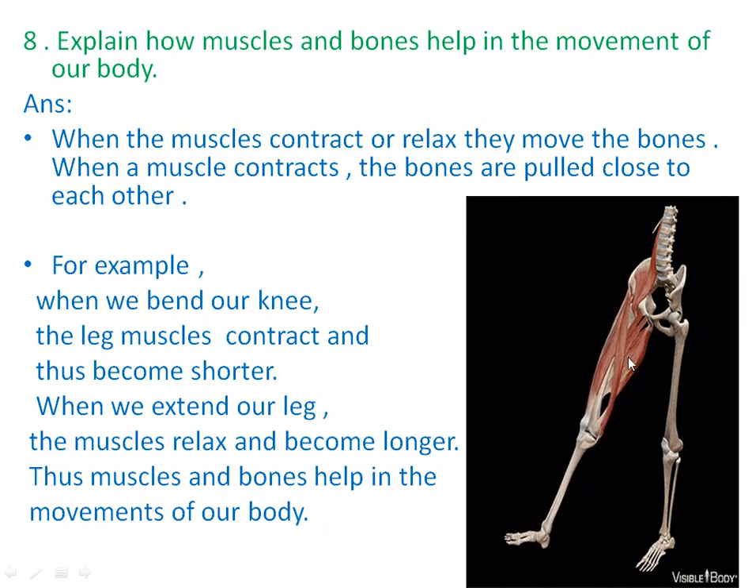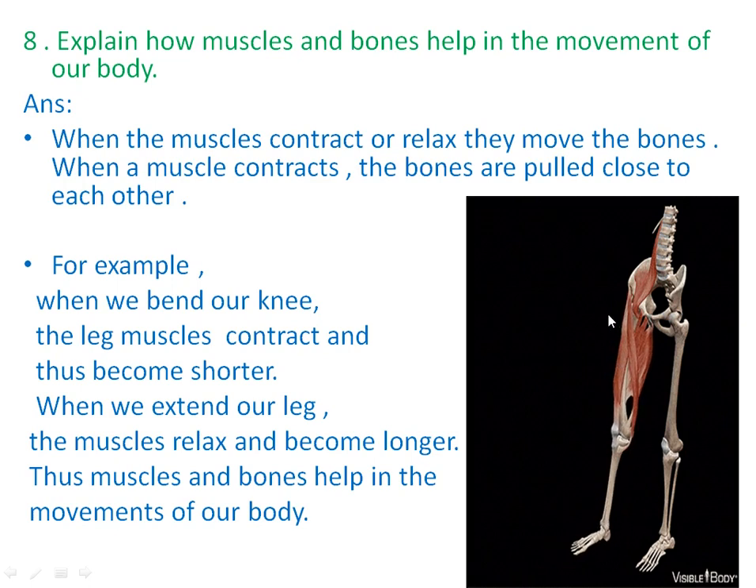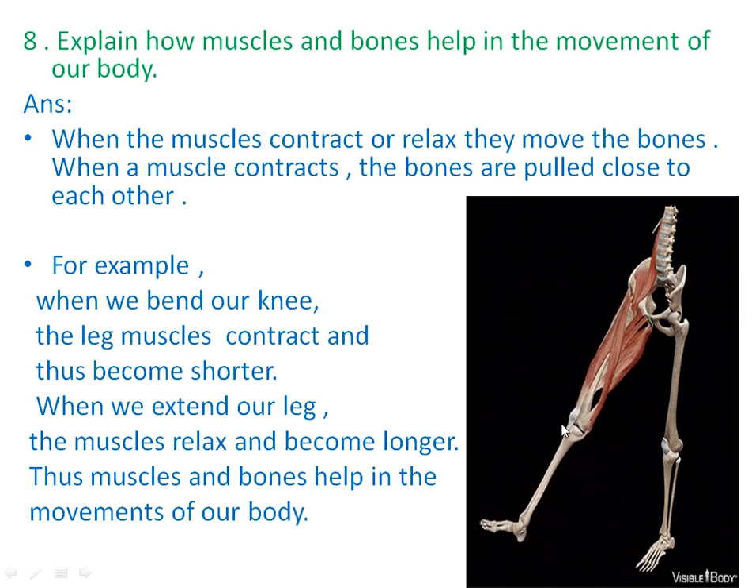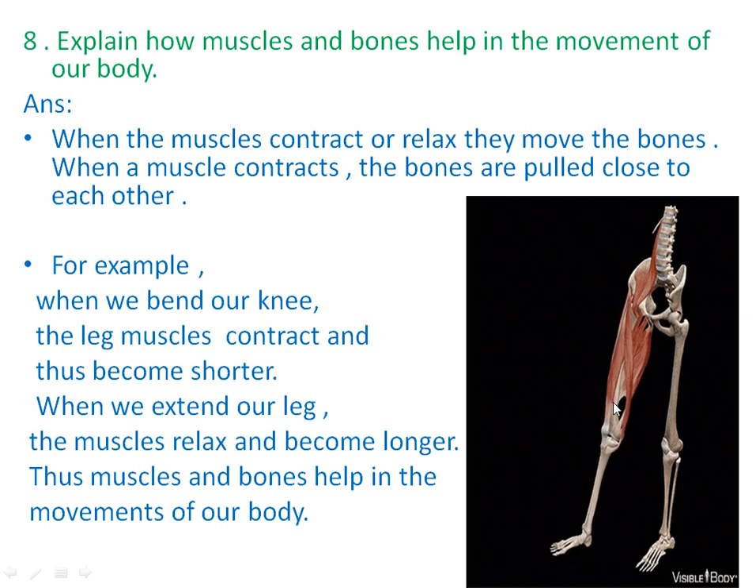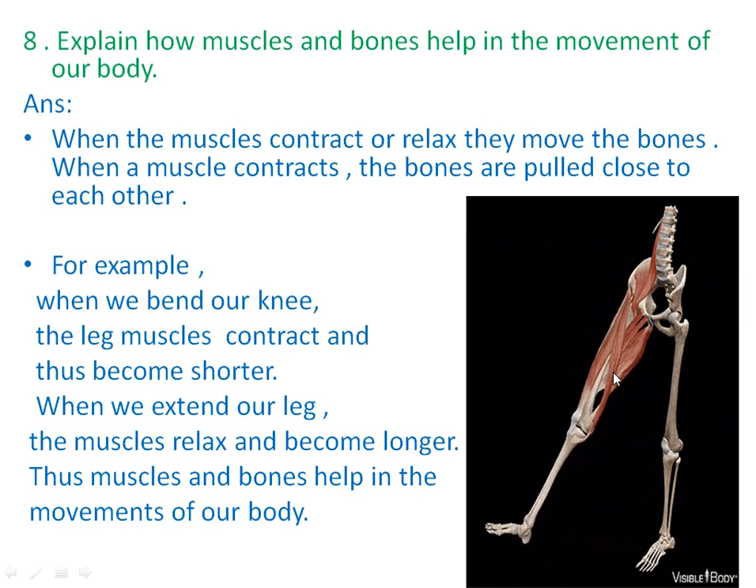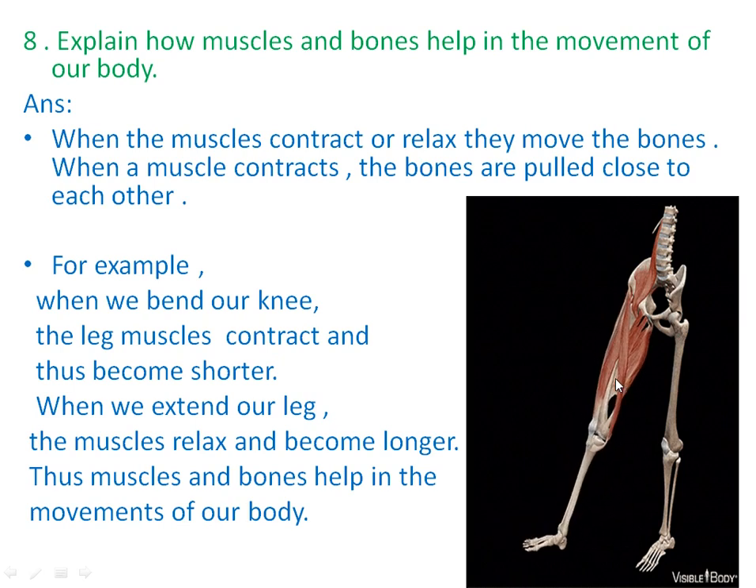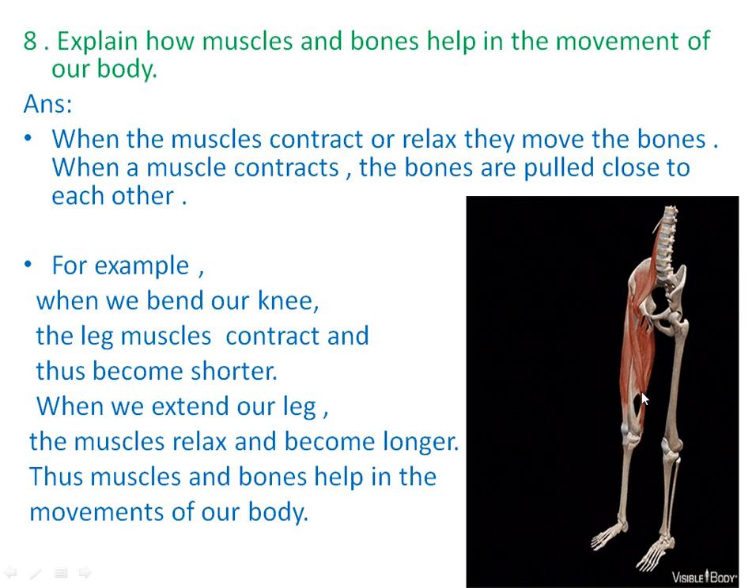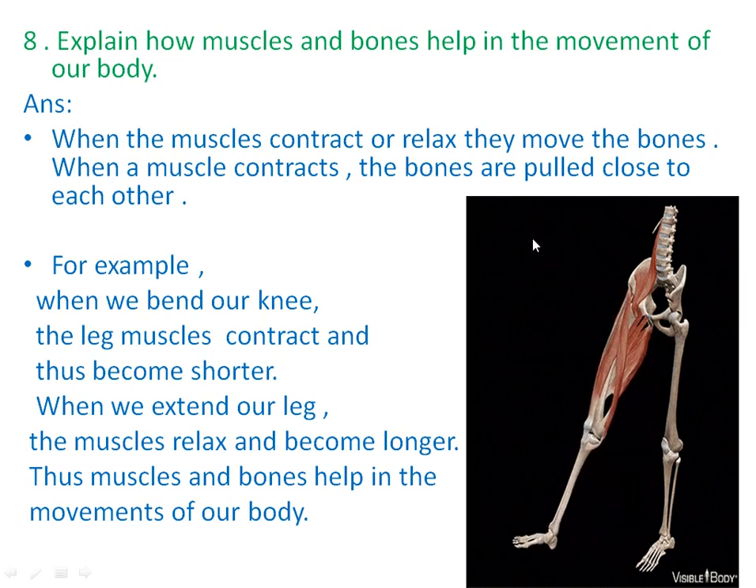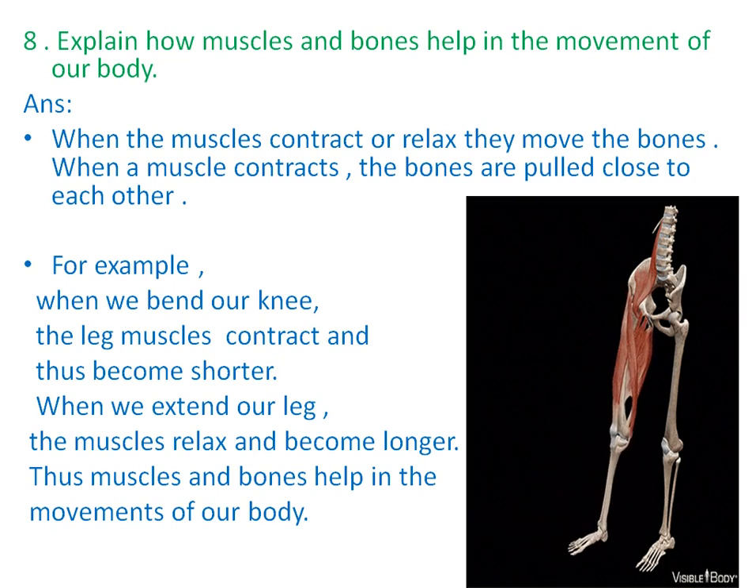See here, this picture is an example of how muscles and bones help in the movement of our body. When we extend our leg, the muscles relax and become longer. When we bend our knee, the leg muscles contract, thus becoming shorter. See, this is how muscles and bones help in movements of our body.